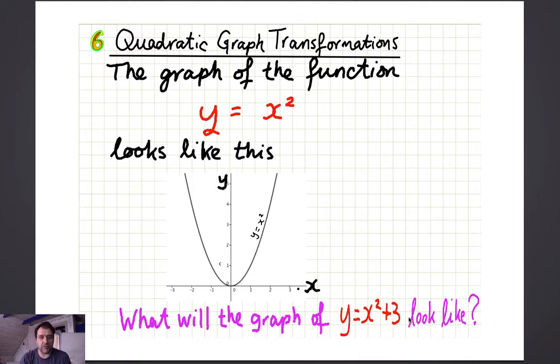So, for example, if the graph of y equals x squared looks like that, what if we did the graph of y equals x squared plus 3? How would that extra plus 3 change the graph?